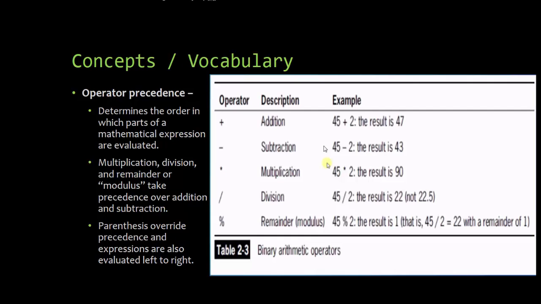Here's a chart that explains what the operator looks like within C# and the description of what it represents, and then here's an example. Let me just point out, this asterisk sign is the operator that we type in C#, and it means multiplication. So in the code, if we wrote 45 asterisk 2, the result would be 90.